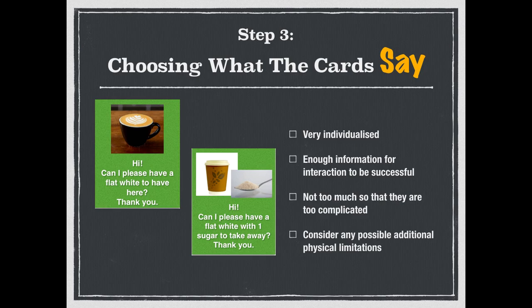You then need to decide on the message that will be on the cards. These will be very specific to Ron's needs. The cards should have enough information on them that the interaction will be successful, but not so much that they become too busy and complicated. So if Ron wants to order a flat white, the card might read, "Hi, can I please have a flat white to have here? Thank you."